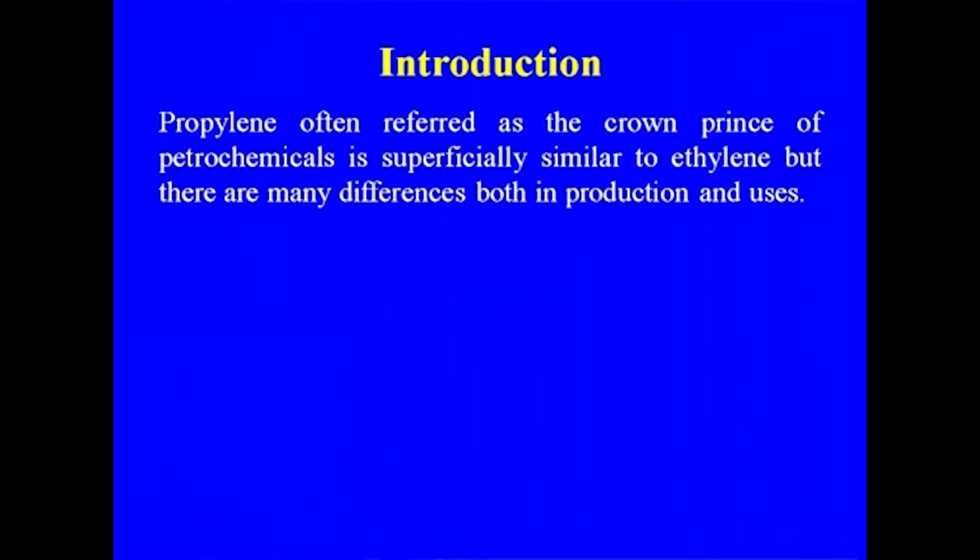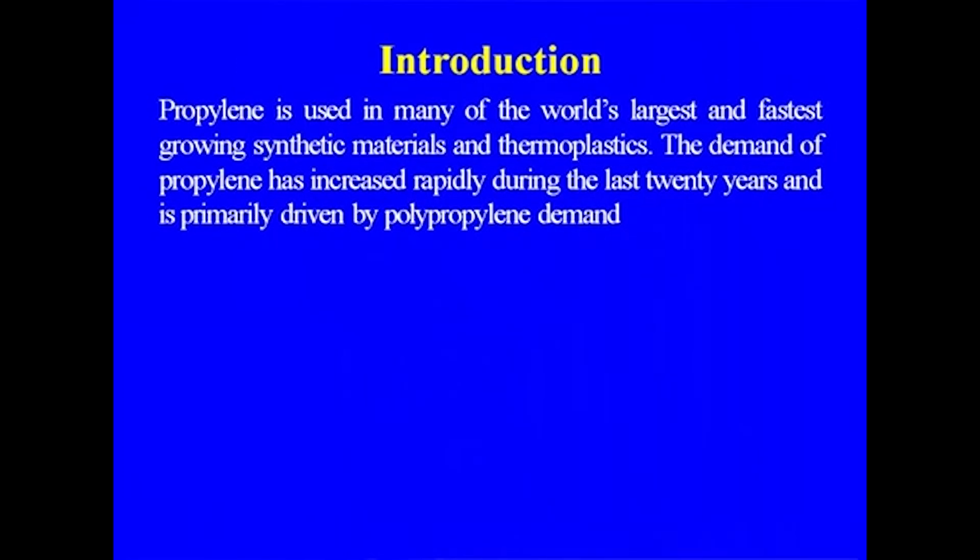Propylene. Propylene is often referred to as the crown prince of petrochemicals and is superficially similar to ethylene, but there are many differences both in production and uses. Propylene has become a very important product for the automobile sector, and its importance is increasing with the increase in population and in automobiles.